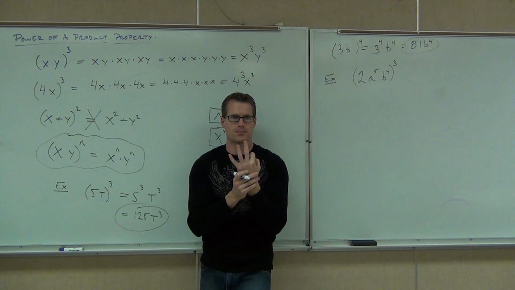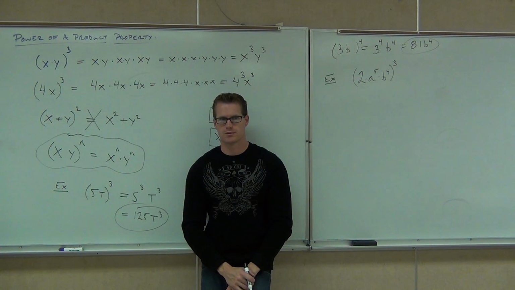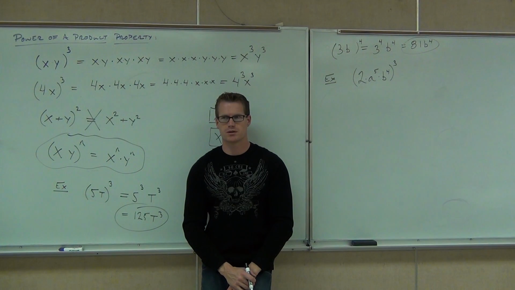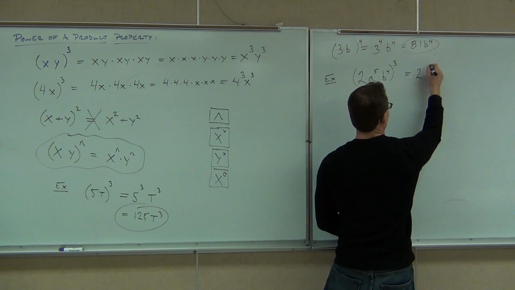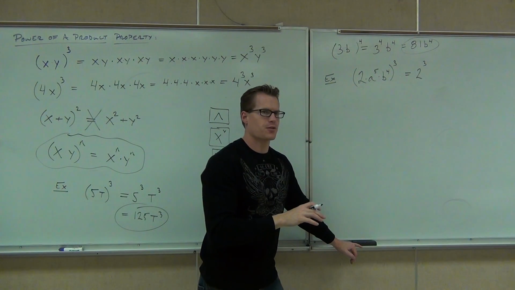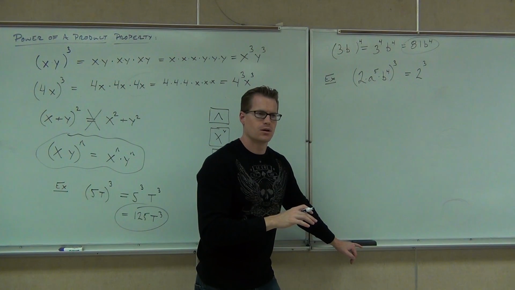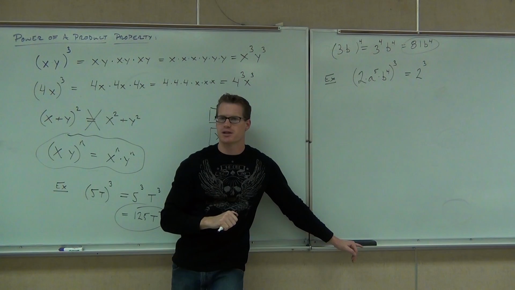You ready for it? Yeah. So, what's the first thing, do you think? Take care of the 2. 2 to the 3rd. All right, good. Now, wait a second. What about a to the 5th? You're going to multiply the exponent. Well, explain that. Why do we have to multiply the exponents? She's right. Why do we have to multiply the exponents?